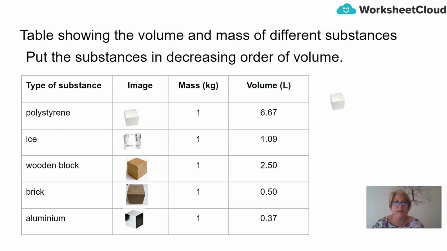That's polystyrene at 6.67. Then we have the wooden block at 2.50. Then we have ice at 1.09. Then we have a brick at 0.50. And then we have aluminium at 0.37.